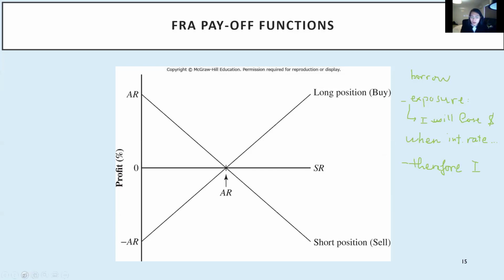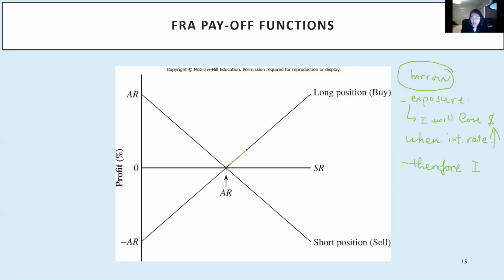Now, to think about which position to choose, I need to know what exposure I'm worried about, okay? So as a borrower, I'm worried about interest rate going to go up, okay? So I will lose money when interest rate is going to go up, okay? So as a result, I want to enter into a position that will make a gain when interest rate goes up so that I can use that gain to offset my loss in my borrowing, okay?